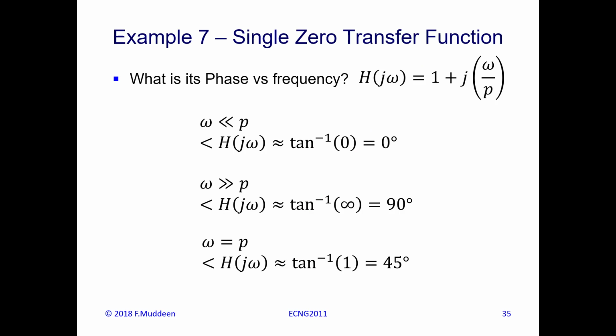If we pay attention to the phase, this means that instead of it being a negative tan inverse, it's now a positive tan inverse because of all the components being on the numerator. So for everything less than the zero value, we're going to be at 0 degrees. Anything much greater than the zero value, we're going to be at positive 90 degrees. And everything equal to the zero value, we will have that 45 degree change that we saw as well.